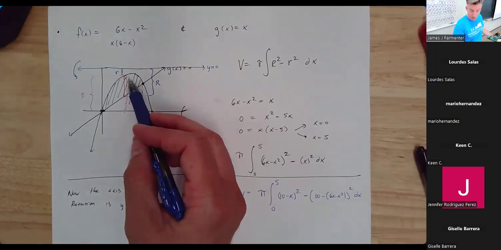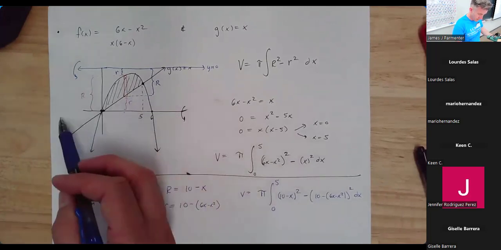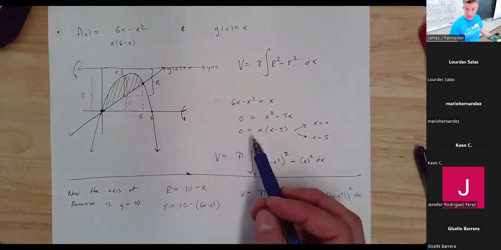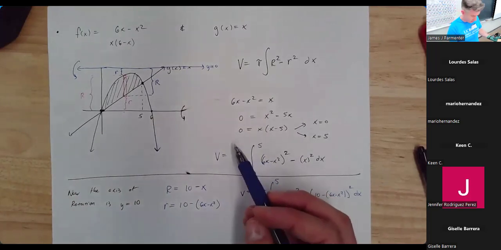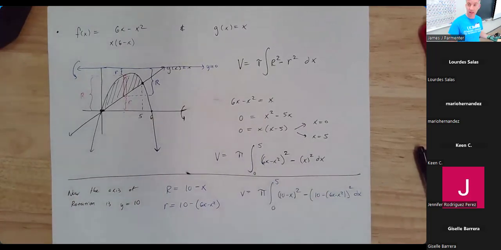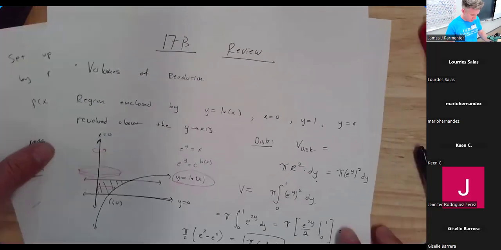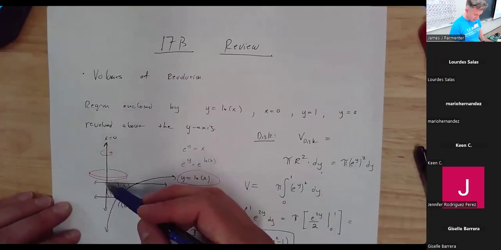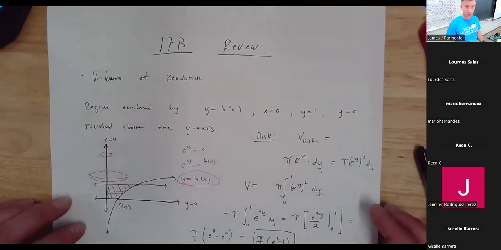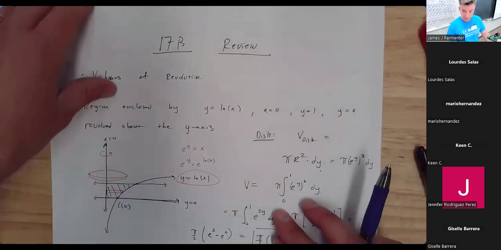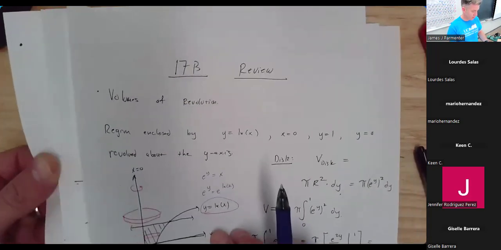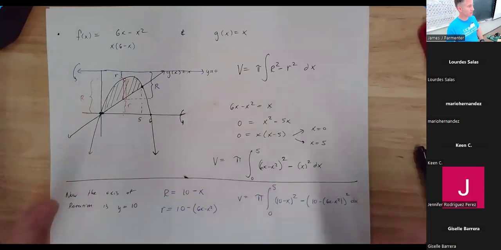Because in this problem here, the parabola is the function that is further from the axis of rotation. And yes, all of these problems, except for the very first one I did, have been washers, because they've all had an outer radius and an inner radius, except for the very first one around the y-axis, where the inner radius was zero because our region was flush with the axis of rotation. Other questions about these things we've just done?